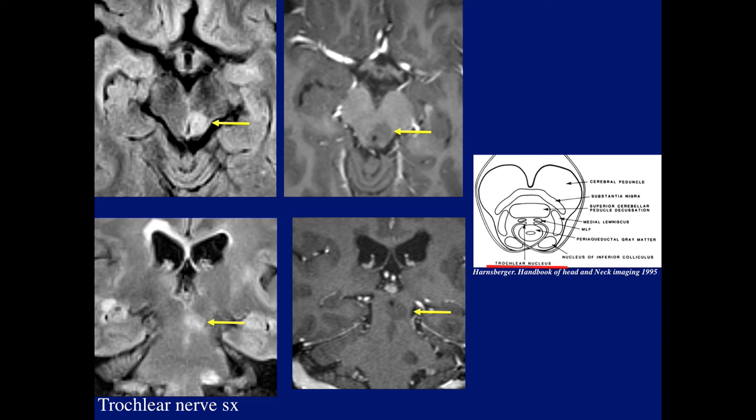Correct. Eric said multiple sclerosis. This patient had multiple lesions, with the largest one in the region of the fourth nerve nucleus, just anterolateral to the aqueduct.